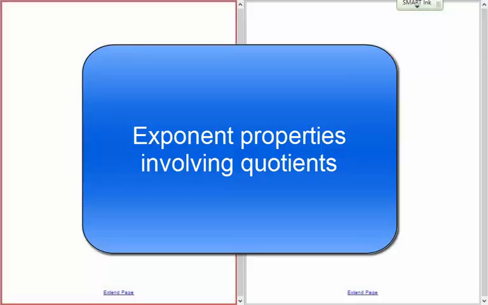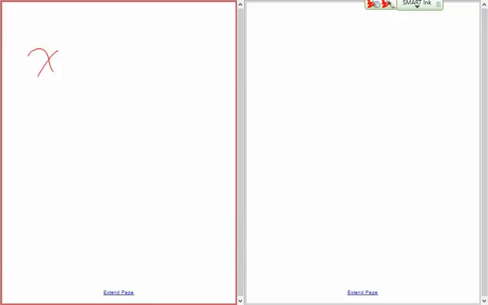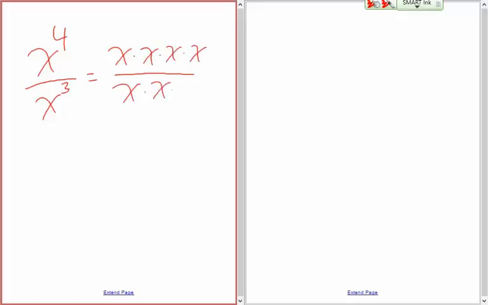All right, ladies and gentlemen, so the idea is that we are on lesson 8.2, applying exponent properties involving quotients. Okay, x to the 4th over x to the 3rd. And as we stated, writing it in expanded form, how many x's do we have multiplying up top? 4. So 1, 2, 3, 4. Okay, and then down below, how many will we have? 3. 1, 2, 3.